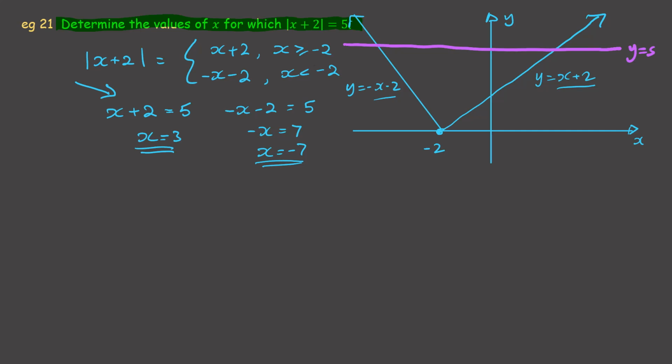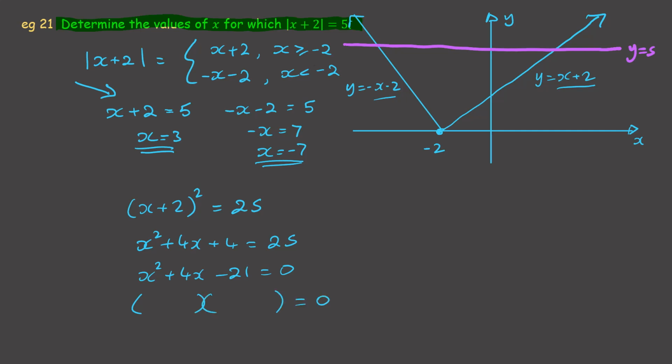Another way of doing it is to square both sides. So we get x plus 2 squared, we don't need the modulus then because the square is going to be positive, equals 25. And then you've got x squared plus 4x plus 4 is equal to 25, giving me x squared plus 4x take away 21 is equal to 0. And we can factorize that one into x plus 7 and x minus 3. And that gives us x is negative 7 or 3, the same results.